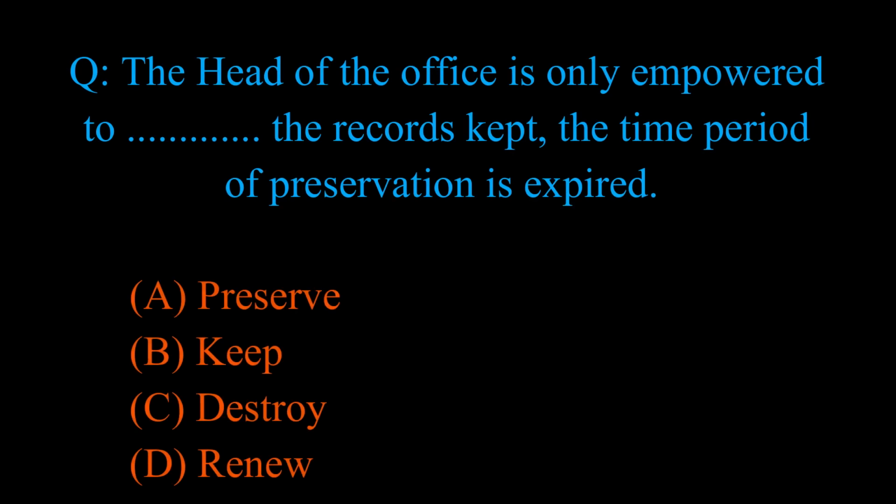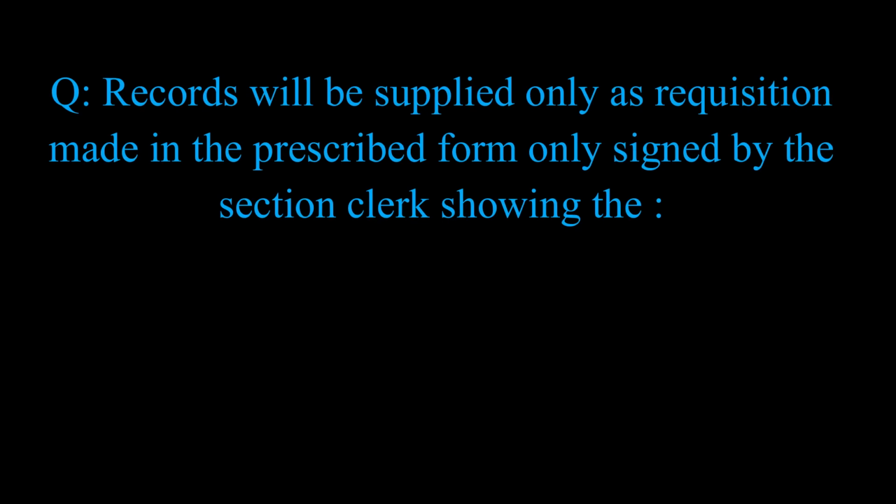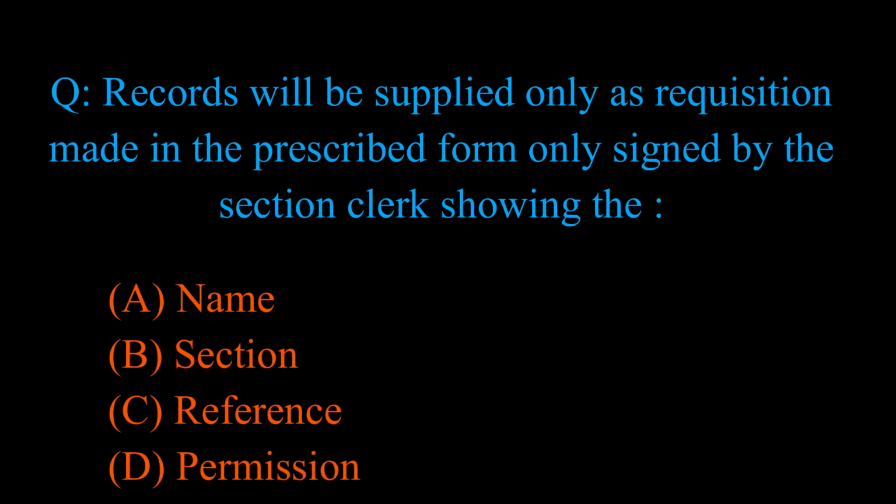The head of the office is only empowered to dash the records kept, the time period of preservation is expired. C. Destroy. Records will be supplied only as requisition made in the prescribed form, only signed by the section clerk showing the dash. B. Section.